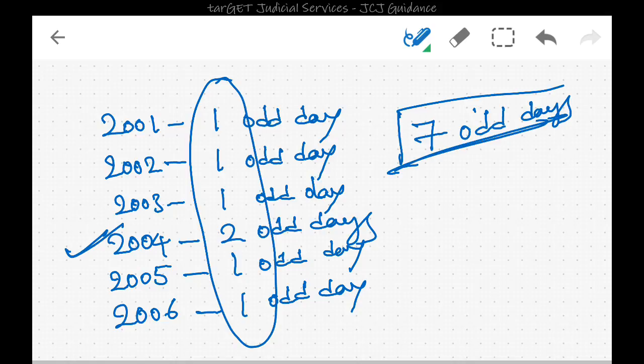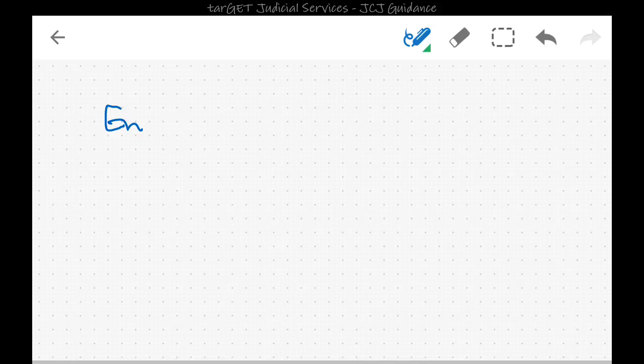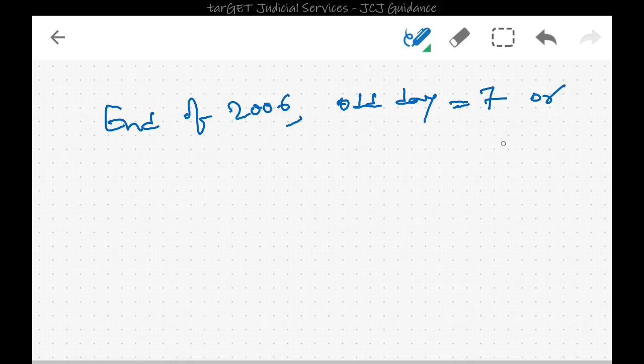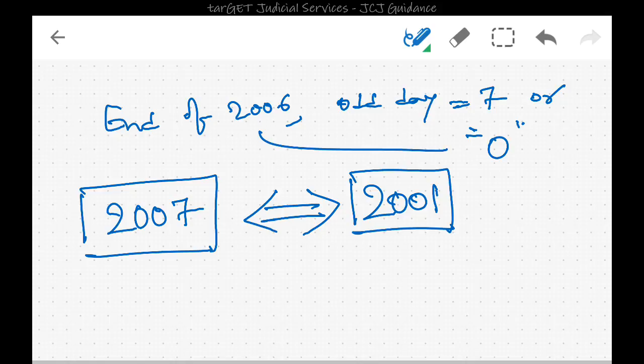We know that these odd days have to be divided by the number of days in a week to give the remainder. So 7 divided by 7 gives 1, is exactly divisible, and there will be no remainder. That means having 7 odd days is just like having no odd day. That means the odd days will be 0 at the end of 2006. So 2007 will have the same calendar as that of 2001, because at the end of 2006 there are 0 odd days. So 2007 January 1st will again start from Monday, as 2001 January 1st, which is also a Monday.